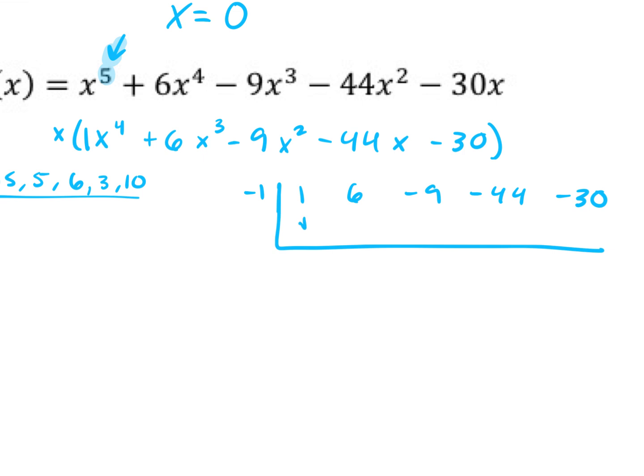We can try -1. So drop down the 1, multiply, add, we get 5, multiply -5, add, this would be 14, -14, +14, -30, +30. Does it work? Yes. So we can add that to our list. -1 is also a solution.